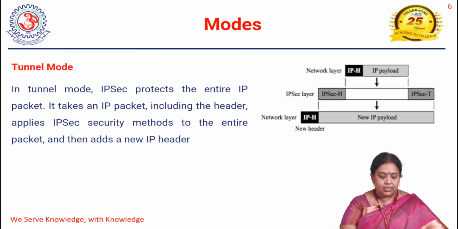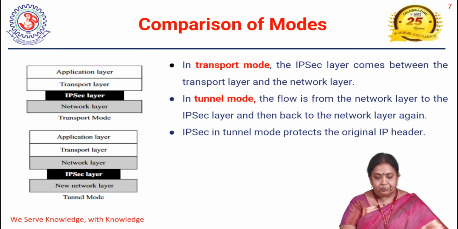So IPsec can operate in two different modes. One we call the transport mode, and one we call the tunnel mode. Here we can clearly see the differences. This is called the transport mode, and this is called the tunnel mode. From the application layer, the data will be transferred to the transport layer, and from the transport layer to the network layer. Before it comes to the network layer, the security is provided. That means the security is provided for the data only.